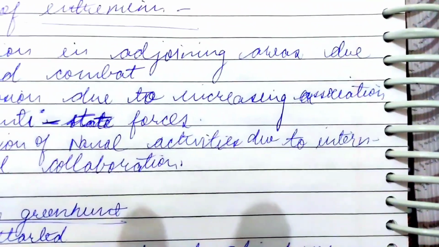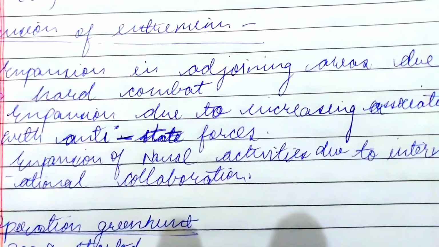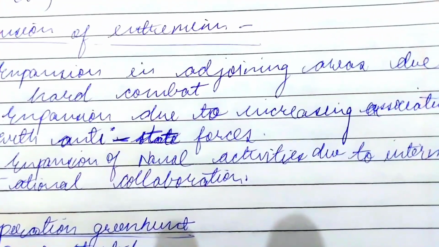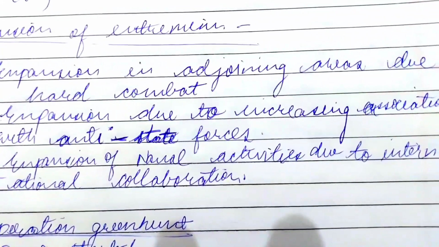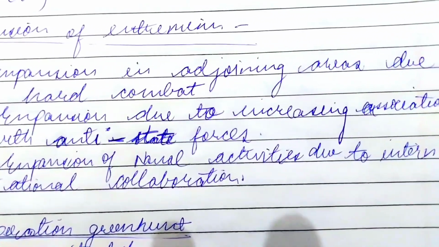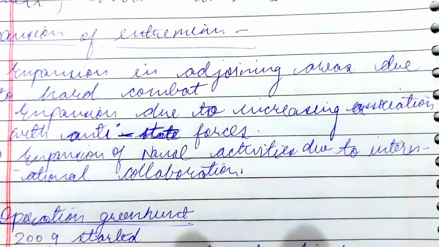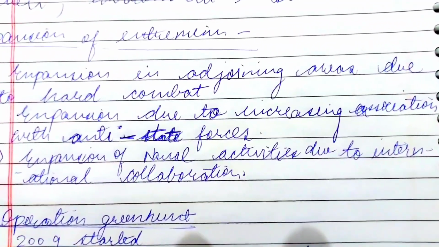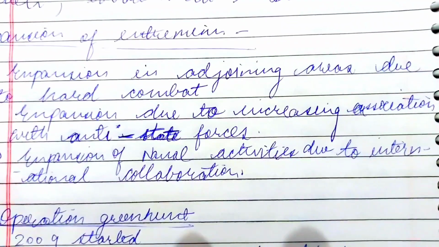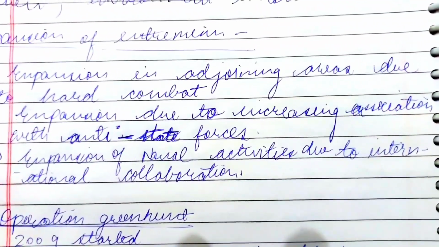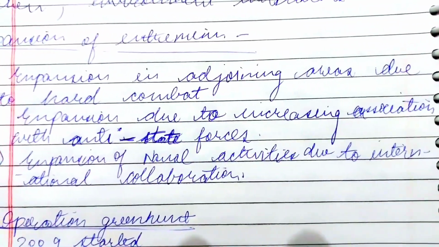Then expansion due to increasing association with anti-state forces. New territory in new states may result in a corridor for Naxals. If they acquire new territory in new states, then they will create a corridor for themselves and they can collaborate with other insurgent groups who are ideologically different but are anti-state. There are many groups working in different parts of the country which are anti-state. So these Naxal groups can regroup, and they may be ideologically different, but they both are anti-state, so they can collaborate with each other. This can be associated with the developing situation in the Northeast and Jammu and Kashmir.